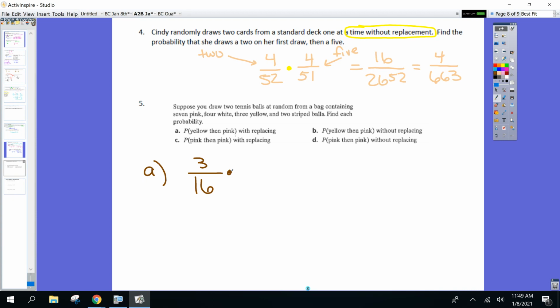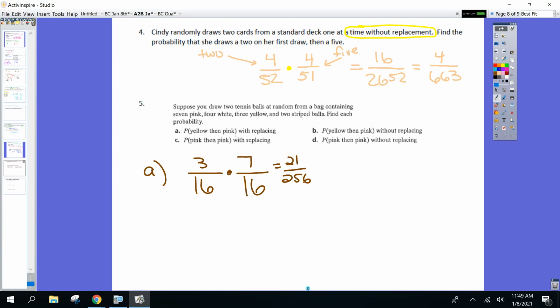So how many pinks are in there? There are 7. Out of how many? 16. Good job. Still the same 16. There we go, Will. So there's part A. And just to do the math real quick for you guys, that's 21 out of 256. And that does not reduce.